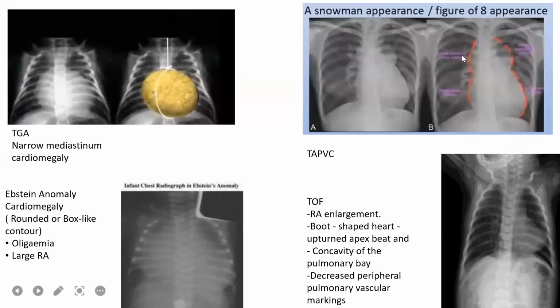And then on the right, the superior vena cava is also enlarged. And of course, then you see the heart shadow below. So it gives you a figure 8 appearance. We tend to see this in total anomalous pulmonary venous connection of the supracardiac type that's mainly obstructive in nature.